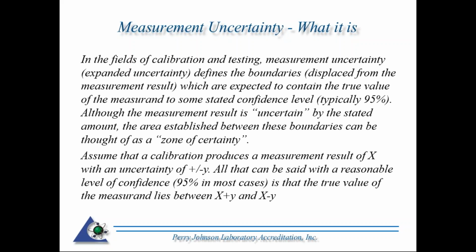So, very basic here: assume a calibration produces a measurement result of X with an uncertainty of plus or minus Y. Hence, all that can be stated with a reasonable level of confidence, typically 95% in most cases, is that the true value of the measurand lies between X plus Y, Y being the uncertainty, and X minus Y.